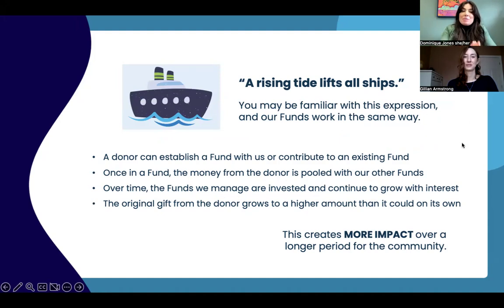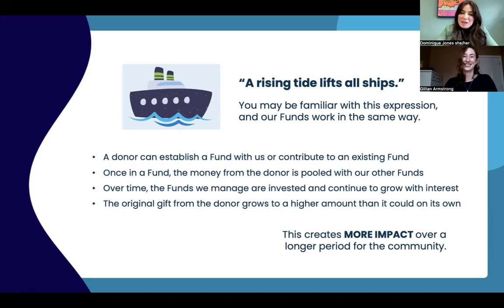So a donor, when they're setting up a fund, can establish one of their own, or they can contribute to an existing one. And that really is based on preference and also the size of the gift that they're looking to give. So if somebody's looking to do a donation of a couple hundred dollars, it probably makes sense to donate into a vehicle that already exists. If somebody's looking for that larger tax receipt or that larger benefit, then they may be interested in starting a fund. Once that money is in a fund, the money from the donor is pooled with other funds. So again, pool, we're using some more water references there.